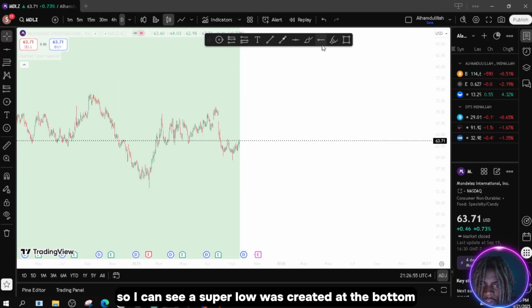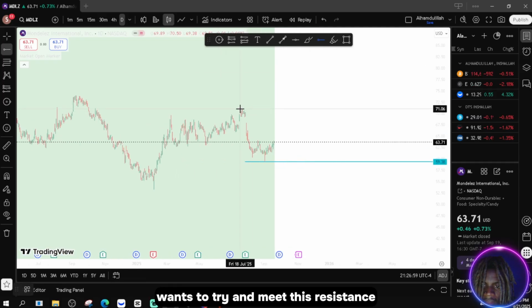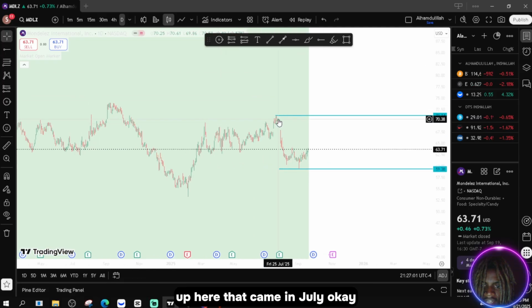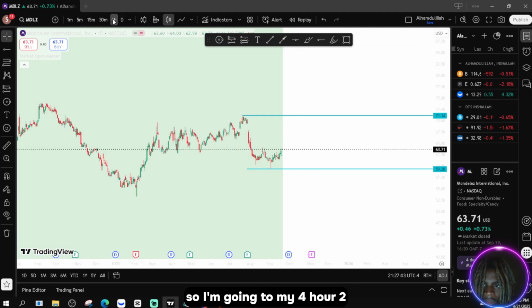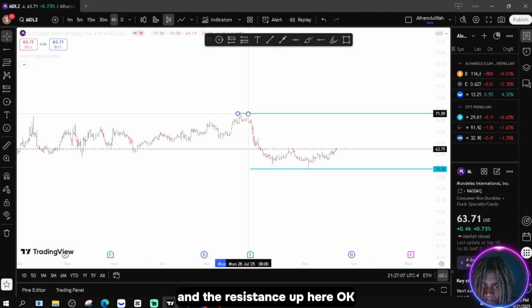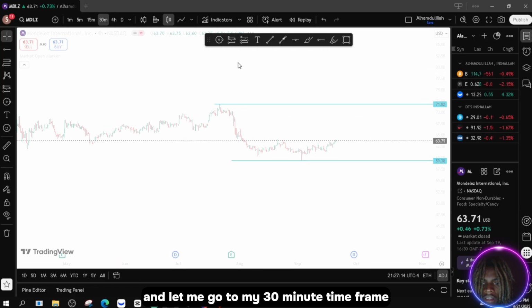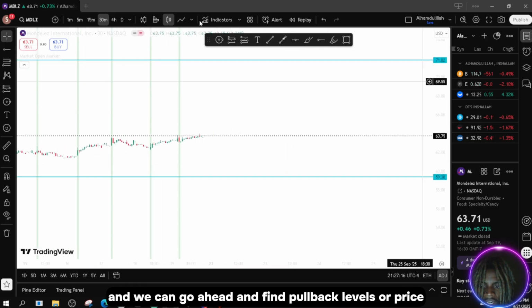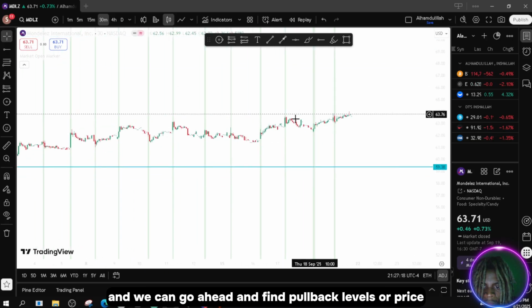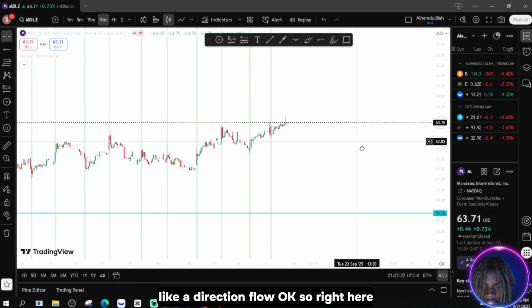So I can see a super low was created at the bottom down here. I can see price wants to try and meet this resistance up here that came in July. Okay, so I'm going to go to my 4-hour too, see everything from a closer perspective, and the resistance up here. Sometimes the daily cannot show you everything you need to see. And then I'm going to go to my 30-minute time frame, and we can go ahead and find pullback levels or price levels above current price in order to trade like a direction flow.